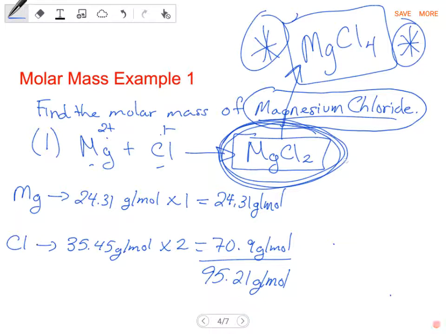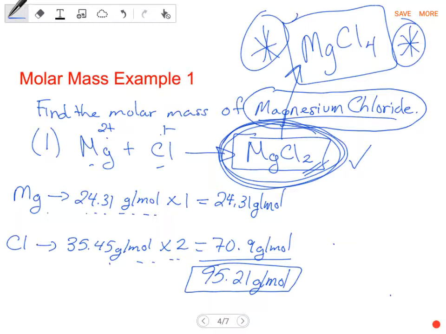You see, here's the problem, gang. You have to have the formula correct. Because when you go through this, magnesium is 24.31 grams per mole times 1. How many chlorines do we have? We have 2. That gives you a grand total of 95.21 grams per mole.